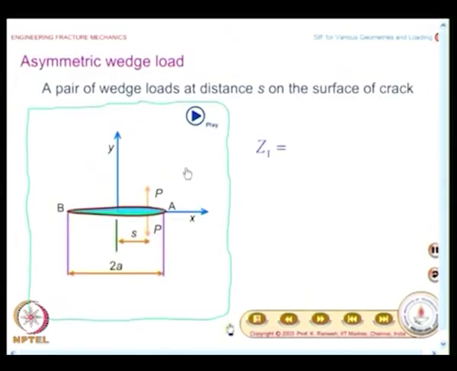And now you have the third case where I do not have a symmetric load, I have an asymmetric wedge load, and you can see the animation, the crack faces are open and the load is applied at a distance s from the origin. Make a neat sketch of this, and I have labeled the crack tips as A and B. There is a purpose behind it.